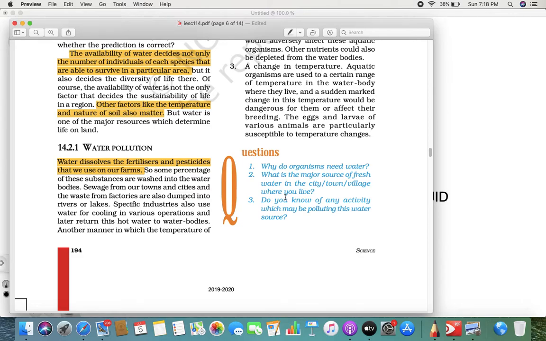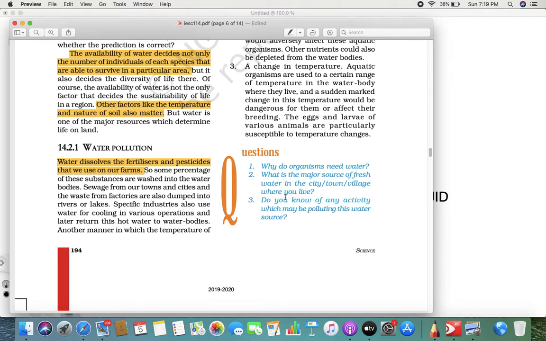Now think, those fertilizers, those pesticides which were in the soil, when the rain comes, those fertilizers get carried away with the water. Now when those fertilizers go with the water, it slowly dissolves into water. That water goes to some small canal, to river, to sea. It is a big problem.